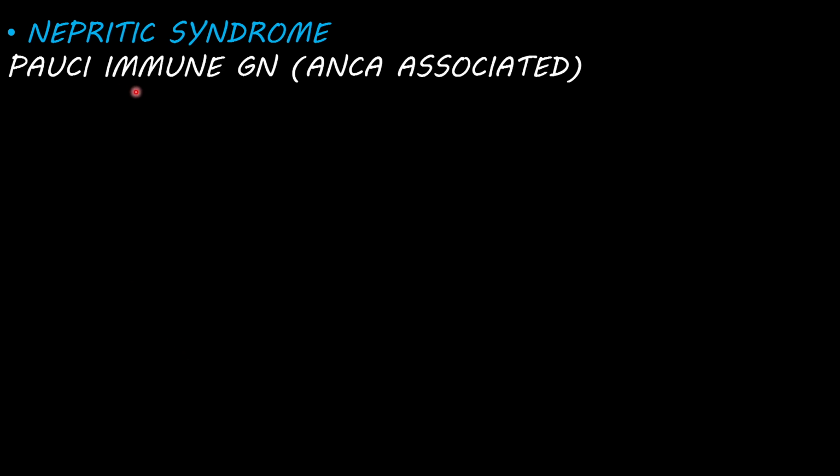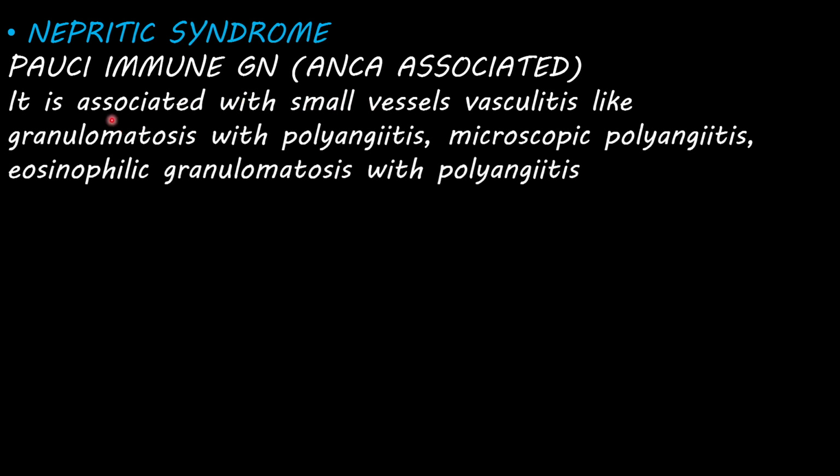Now let's discuss pauci-immune glomerulonephritis, which is ANCA-associated glomerulonephritis. Usually this kind of glomerulonephritis occurs with small vessel vasculitis like granulomatosis with polyangiitis, which is the new name for Wegener granulomatosis, microscopic polyangiitis, and eosinophilic granulomatosis with polyangiitis, which is the new name for Churg-Strauss syndrome.